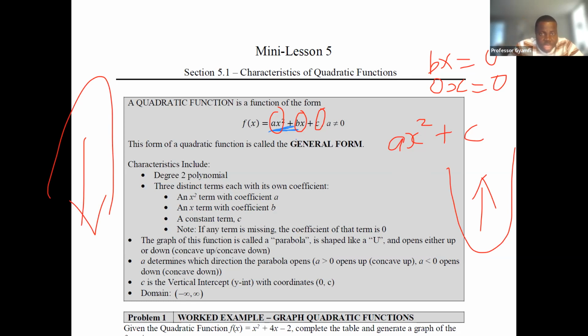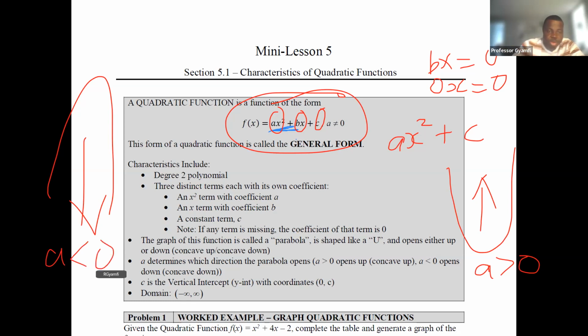Now, if you look at the general form up here, a determines which direction the parabola opens. So if a is greater than 0, then it opens up. Then we have a concave up. If a is less than 0, then it opens down. Concave down. Okay?